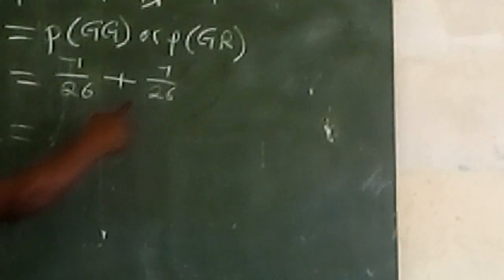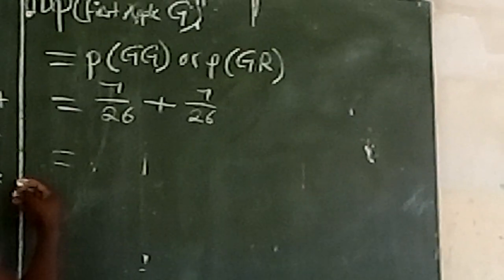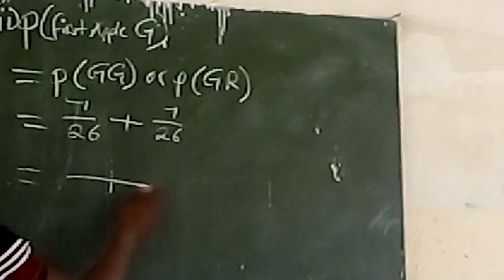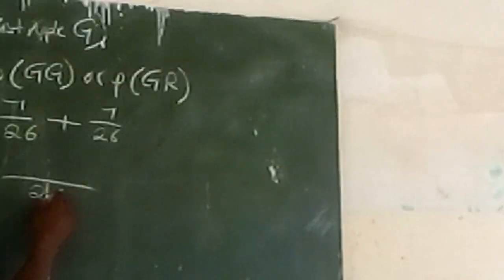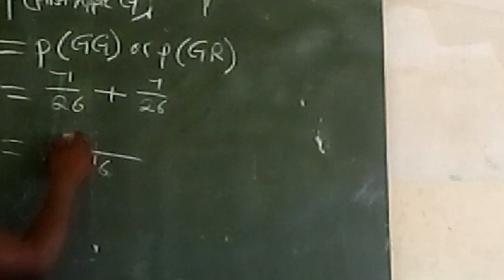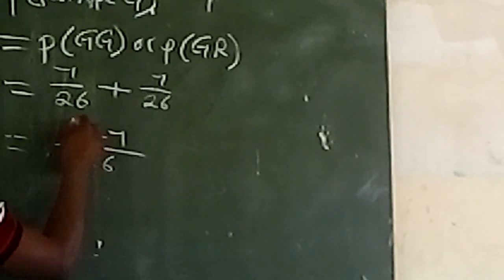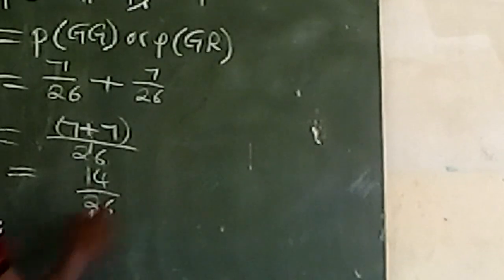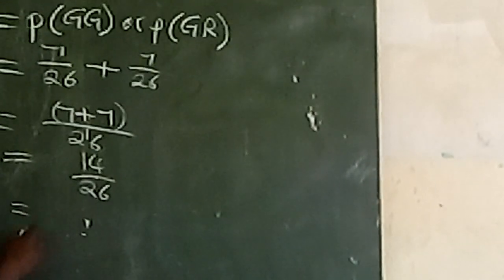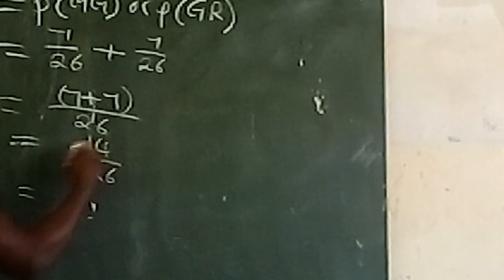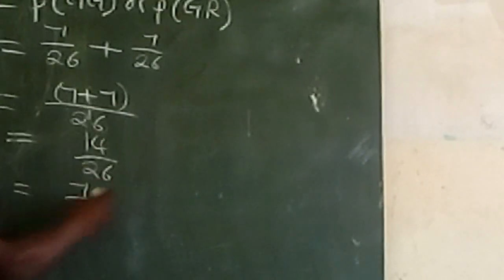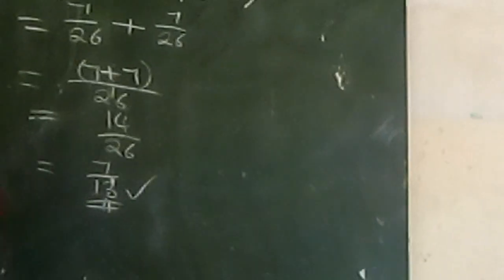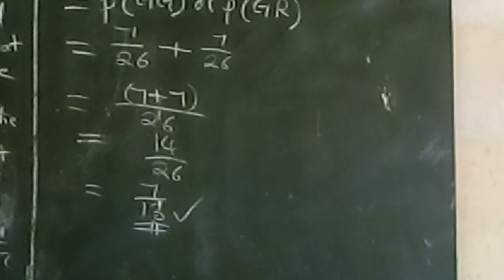From here, we simplify these two fractions. We express them as a single fraction. We see that the lowest common denominator is 26. Therefore, the numerators will be added, and this will be 7 plus 7. When you simplify this, you have 14 out of 26. If you simplify further, 2 into 14 is 7, 2 into 26 is 13. Therefore, 7 out of 13 is the solution.